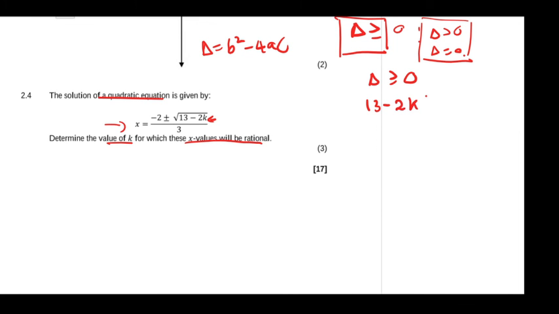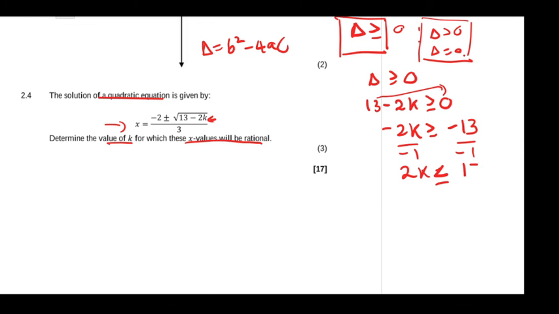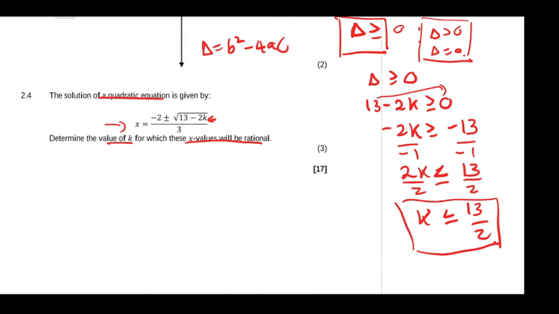13 minus 2k is greater than or equal to 0, and then you transpose the 13 to the other side, we have minus 2k is greater than or equal to minus 13, right? And then you divide by a negative on both sides, we have 2k being less than or equal to 13, because when you divide an inequality by a negative, the sign changes. So we divide by 2 on both sides, so k is less than or equal to 13 over 2. So this is our solution for k. So we're done with 2.4.